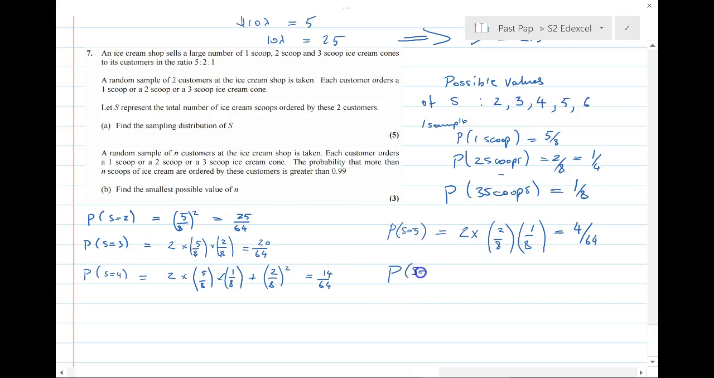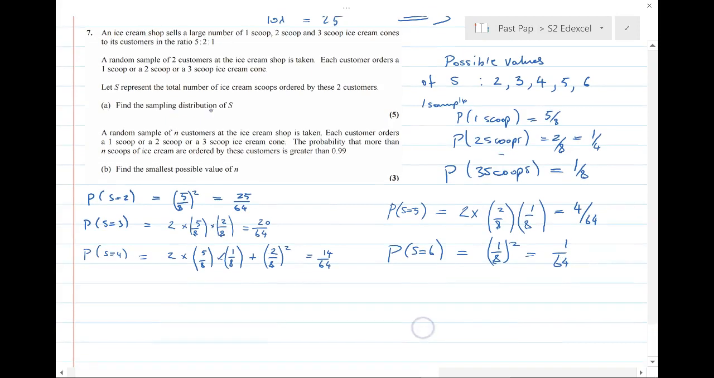And then we've got to allow for them both being very greedy. They've both gone for 3 scoops, which gives a total of 6. And that's 1/8 times 1/8, which is 1/64.